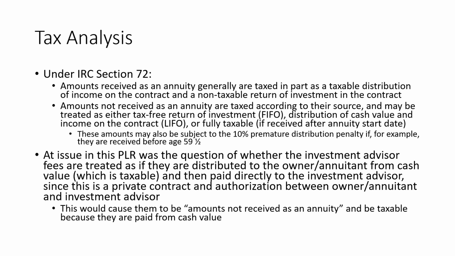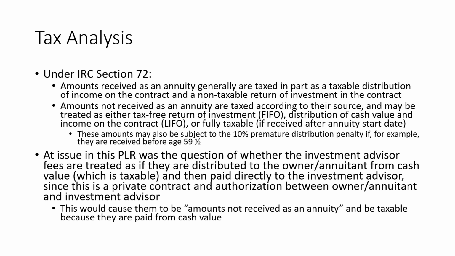One, you have an amount that's received as an annuity, generally after the annuity start date and based on a level schedule. It's taxed in part as a distribution of income on the contract, which is taxable, and in part as a return of investment in the contract, which is not taxable. Now, any amount in excess of the amount that's received as an annuity, or any amount received prior to the annuity start date, would typically be classified as an amount not received as an annuity.